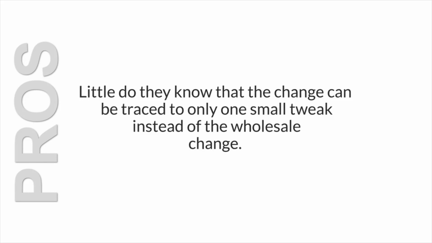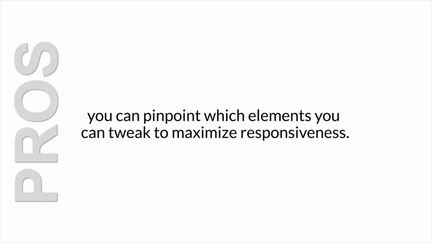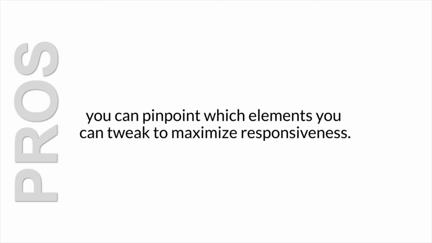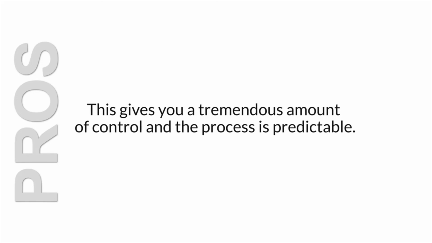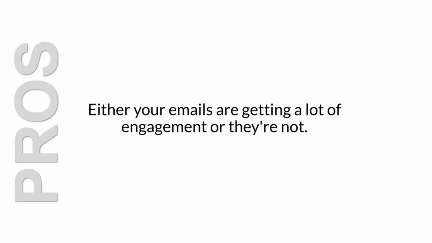They wouldn't know. With an element-by-element optimization model, you can pinpoint which elements you can tweak to maximize responsiveness. You're not relying on your intuition or gut feelings. This gives you a tremendous amount of control, and the process is predictable. It's also statistics-based. Either your emails are getting a lot of engagement or they're not, so you optimize them.